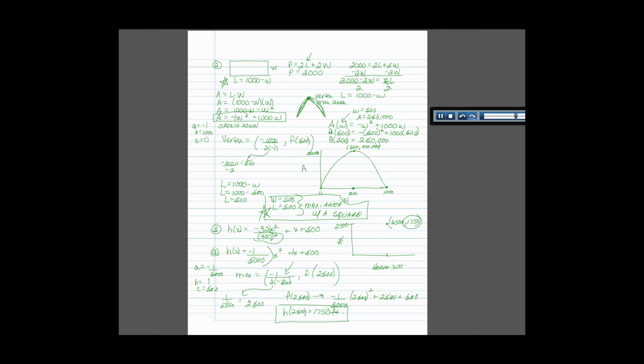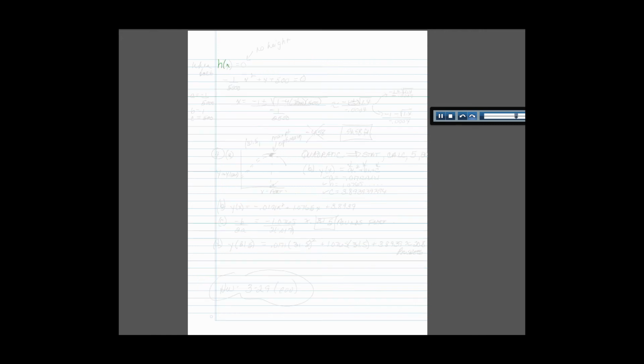Part B says, how far from the base of the cliff will the projectile strike the water? That means we want to know, when is h of x 0? Because there's no height, so it strikes the water. So that's the question. When does h of x equal 0? So we would say, when does negative 1 over 5,000 x squared plus x plus 500 equal 0? And this is when you'd be very glad you have a calculator.